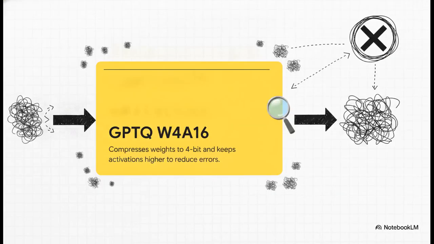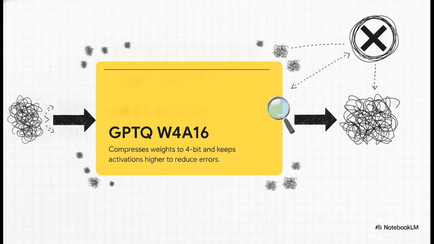So enter GPTQ W4A16. This method compresses those linear weights all the way down to a crazy 4-bit precision, but it keeps the activations in higher precision at 16-bit. Think of it kind of like packing a suitcase, right? We're aggressively folding the clothes inside, those are the weights, but we're leaving the hard outer shell, the activations, totally intact to protect everything inside.